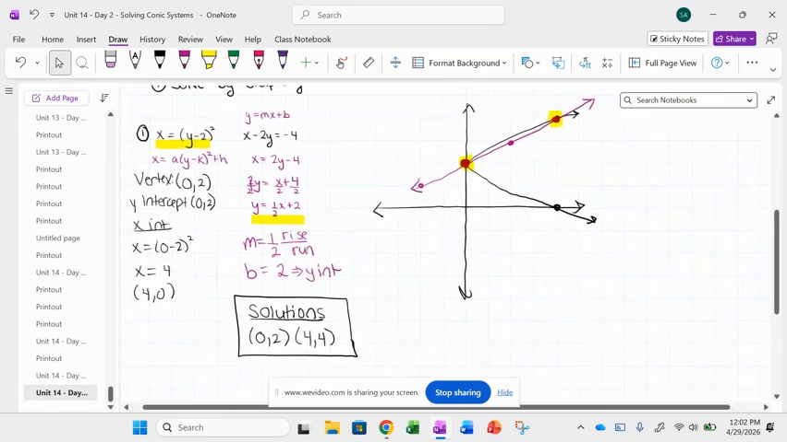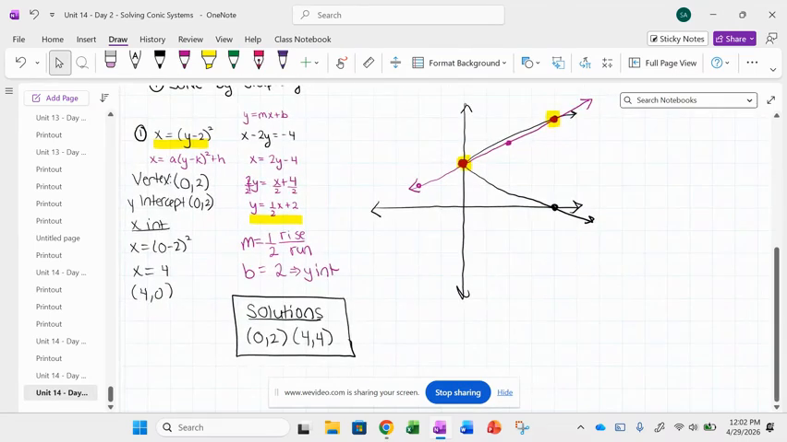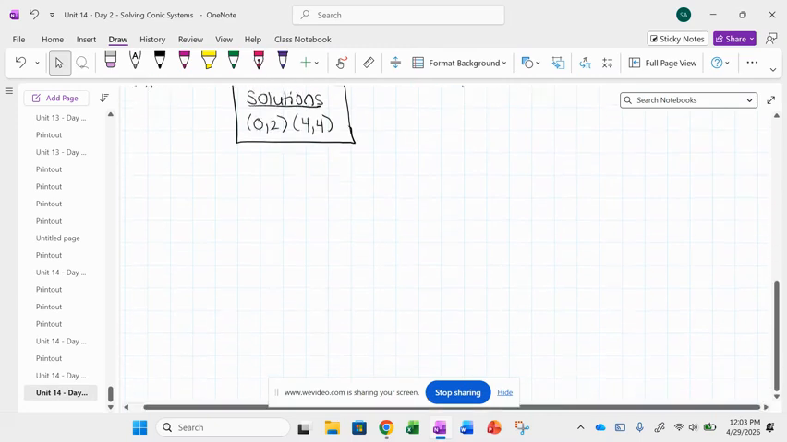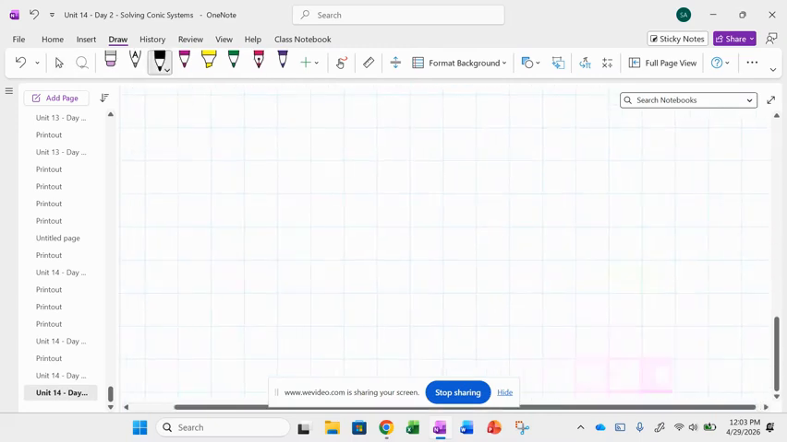Okay, so my promise to you is if I have you solve by graphing on the test, all the coordinates that will be a solution will be integers, no crazy numbers. Okay, so now we're going to solve algebraically. So problem number 2, we're going to solve algebraically.